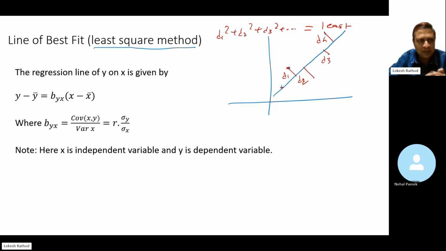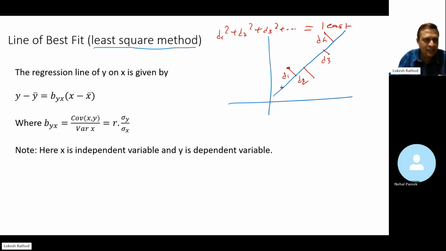X bar and y bar is mean. And b by x is slope. How do you find b by x? You can find it using this formula: covariance of xy over variance of x. Correct? So this formula you note it down. Y minus y bar is the main important thing.